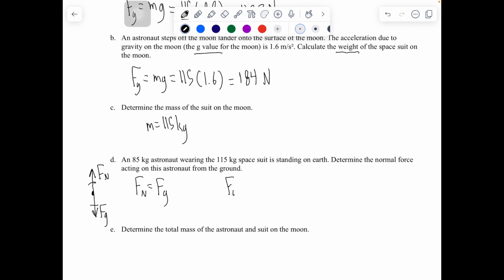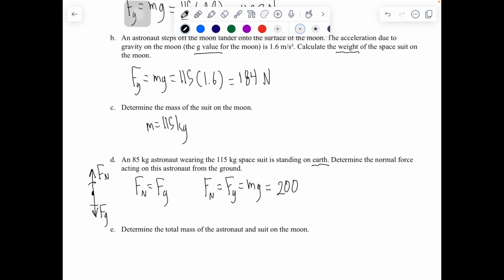We have an equation for the force of gravity. Force of gravity is m times g. So in this case, since the normal force is equal to the force of gravity, the normal force must also be m times g. Now we are back on Earth, so our g value is 9.8. When plugging this in, we need the combined masses, the 115 plus 85, because we are calculating the normal force acting on the astronaut and the suit from the ground. So, 85 plus 115 gives us 200.